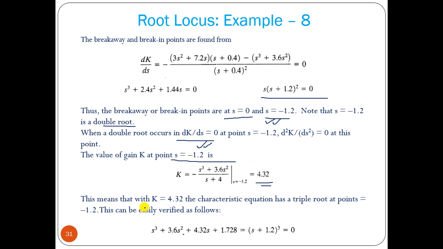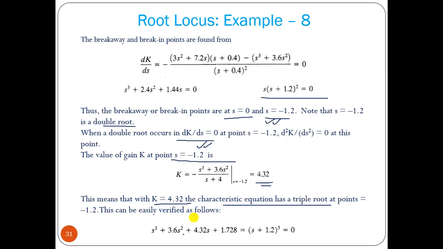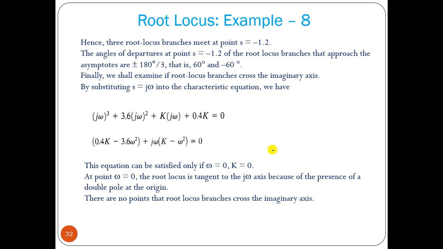Okay, now let us find out. With K equal to 4.32, the characteristic equation has a triple root at that point, minus 1.2. If we put K equal to 4.32 here, this is the equation. So at s equal to minus 1.2 we will have a triple root. All these three roots should come at that point. Now we have to find out whether we have any intersection point with the imaginary axis.